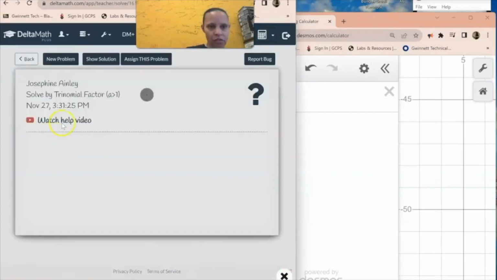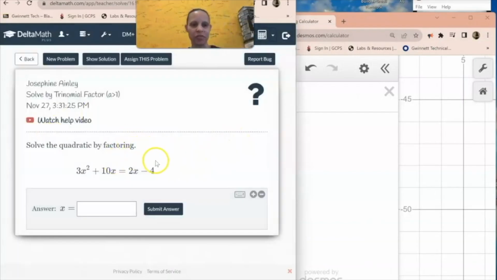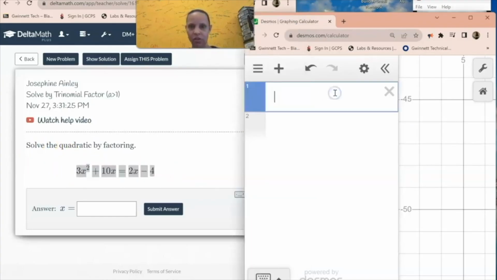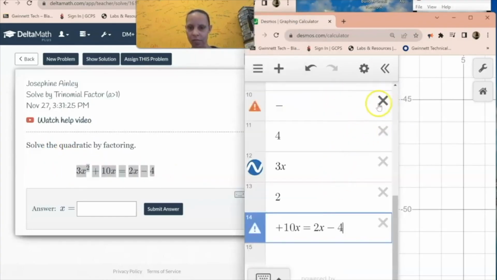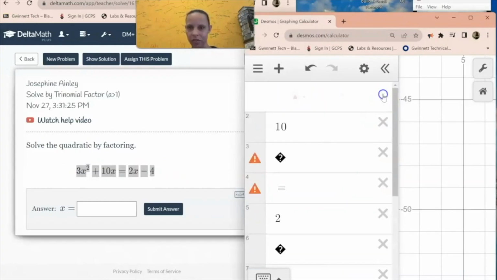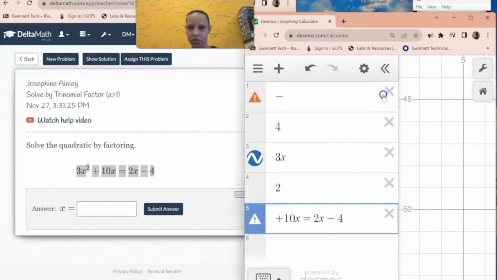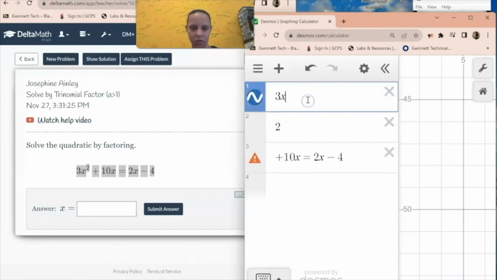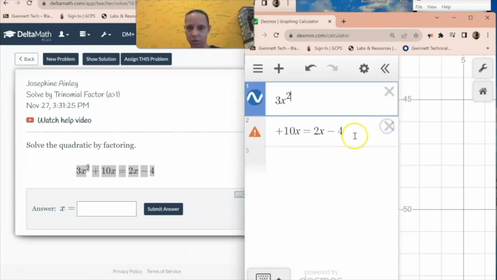I'll take a look at solve by trinomial factor. It's the same as factoring, the only difference is it's actually your solution, your x-intercepts, your roots, or your zeros. Okay, so with solve, you copy the same, x out of everything extra. So control C, control V, and then here we're going to make it squared.